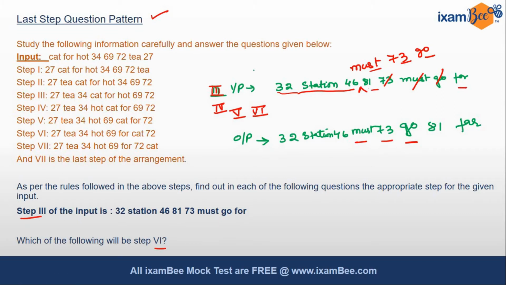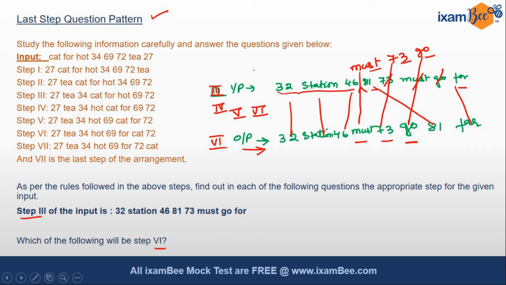If you see, our sixth step is the same as the final output. 32 station 46, must 73, go 81 and for. So if you see, our final output would be the same as the sixth step. Therefore, we'll mark our answer as this one.